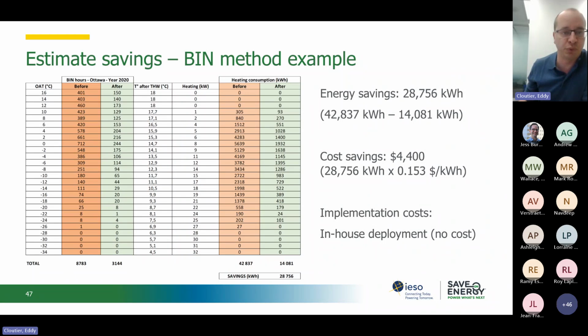So that's a good example of a bin method for energy saving when a system is particularly affected by heating and cooling and outdoor air conditions.